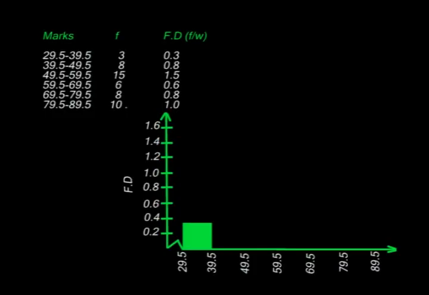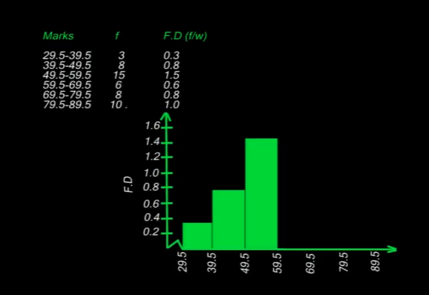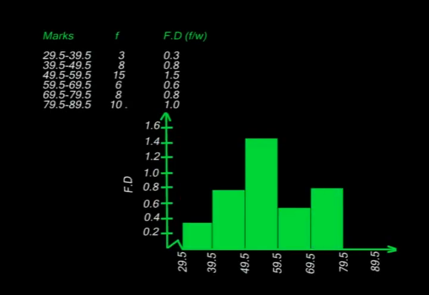So for the class 39.5 to 49.5, the frequency density is 0.8. The next class 49.5 to 59.5, the frequency density is 1.5. Moving on, 59.5 to 69.5 is 0.6. We have that bar. From 69.5 to 79.5, we have 0.8. And the last class, we have 1 up to 89.5. So there you have your histogram.